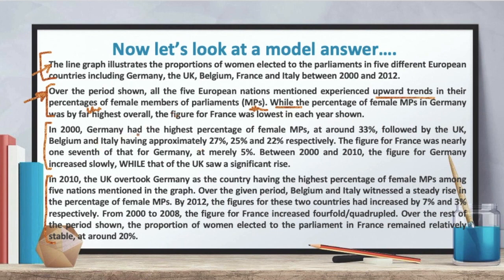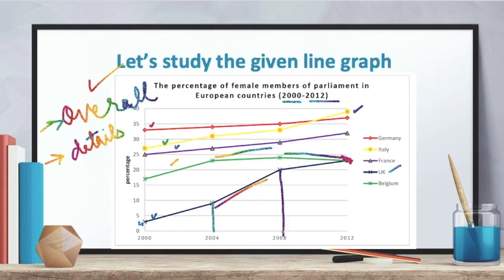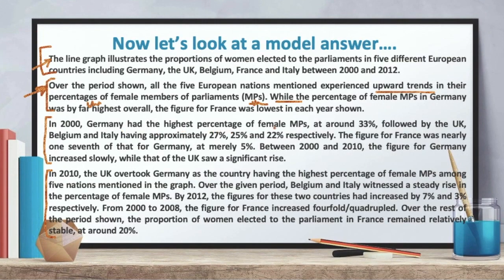Now in 2000, so now we are comparing from 2000 to 2010. In 2000, Germany had the highest percentage of female MPs at around 33%, followed by the UK, Belgium and Italy having approximately 27%, 25%, 22% respectively. The figure for France was nearly 1/7 of that for Germany at merely 5%.